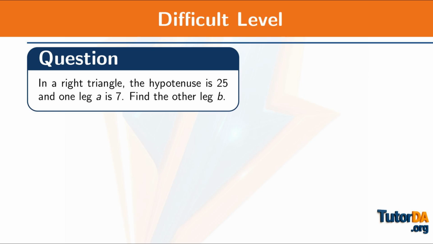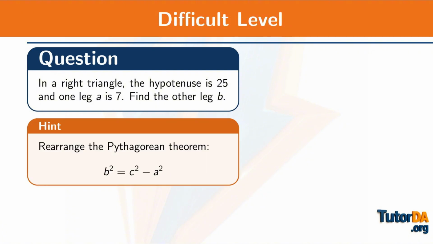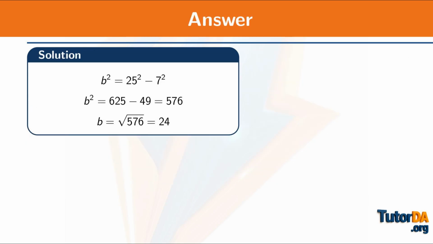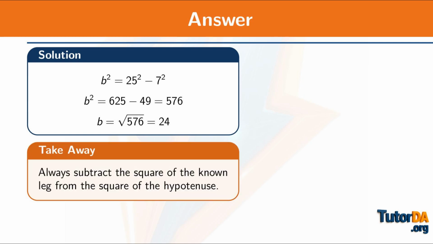Difficult level, the hypotenuse is 25, and one leg is 7. Find the other leg. Use the same idea, 25 squared minus 7 squared equals 576. Square root of 576 is 24. So the missing leg is 24.